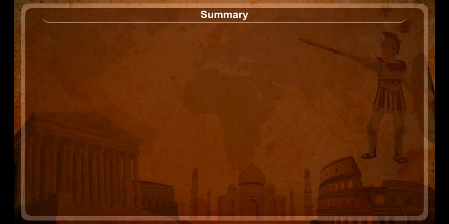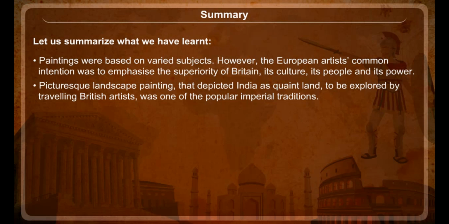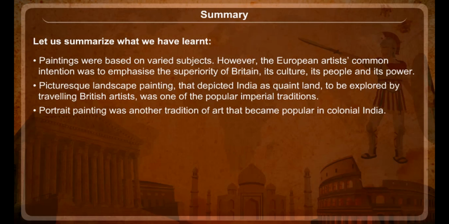Summary. Let us summarize what we have learned. Paintings were based on varied subjects. However, the European artists' common intention was to emphasize the superiority of Britain, its culture, its people, and its power. Picturesque landscape painting that depicted India as a quaint land to be explored by traveling British artists was one of the popular imperial traditions. Portrait painting was another tradition of art that became popular in colonial India.